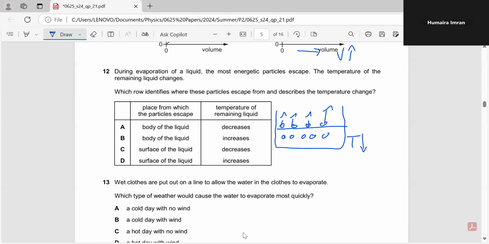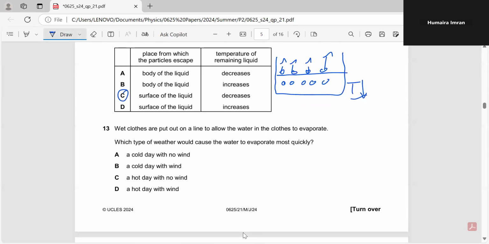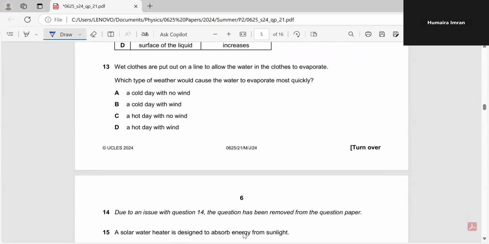So if we see from here, the place from which the particles escape should be the surface, because evaporation only occurs at the surface. So we have C and D options, but between these two, we need to check the temperature of the remaining liquid. Does it keep on increasing or decreasing? We will see that it decreases. So C option, and it is correct. Okay, moving on to the next question.